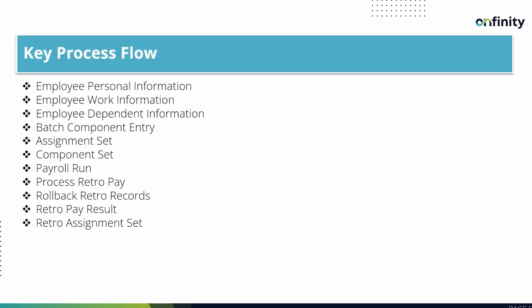Next up is the employee dependent information. For things like income tax calculations, it's necessary to enter spouse information if an employee is married. You can use this section for spouse details and also add child information if applicable. Then we have features like batch component entry, assignment sets, and component sets, which help manage components efficiently.